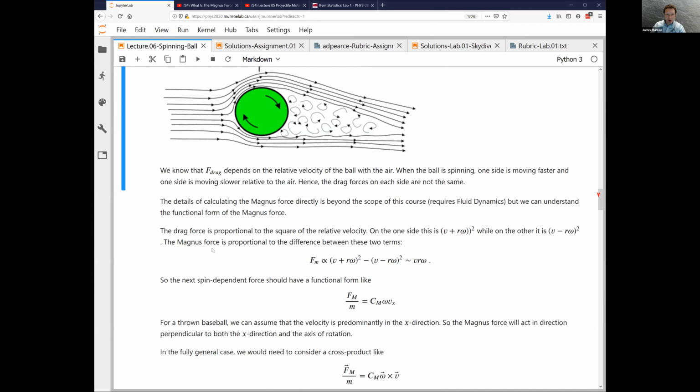So the Magnus force is going to be proportional to the difference between those two terms. If you write that out, that is a speed at the top and the speed at the bottom and a difference, and you expand out all of these terms, and this is one of the things you could do just by doing the algebra, what you'll find is the dominant term, the term that's the most significant in size, is proportional to the radius of the ball, the speed of the ball, and the angular velocity of the ball.